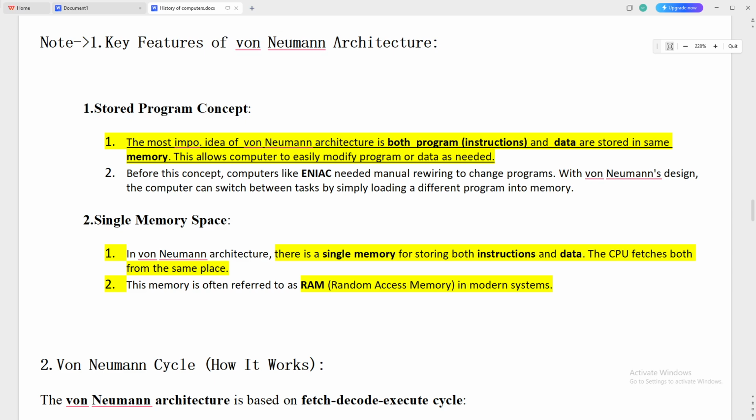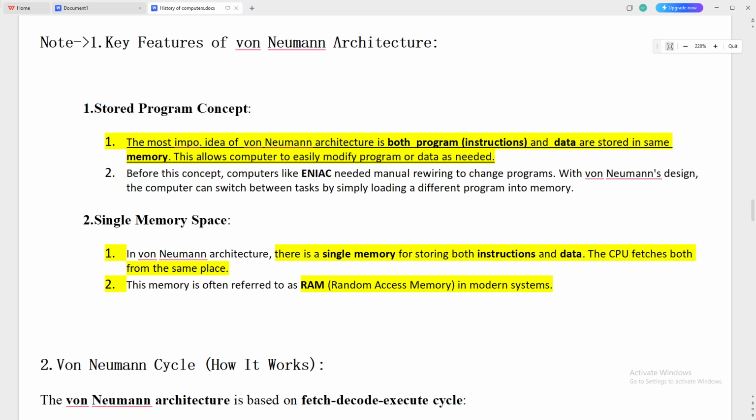Okay, now the second thing is the single memory space. In von Neumann architecture, there is a single memory for storing both instructions and data. The CPU fetches both from the same place. So that is the thing. This memory is often referred to as RAM, random access memory, in modern systems. So the RAM which we talk about today, and which we know as RAM, is a simple chip.